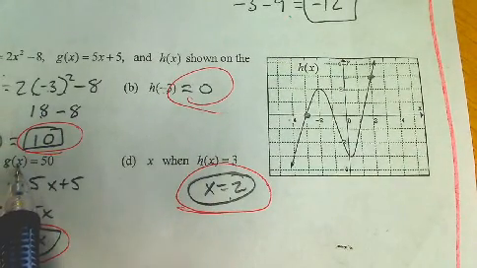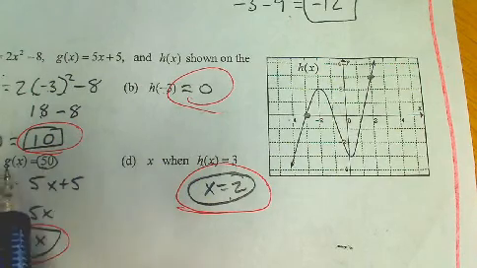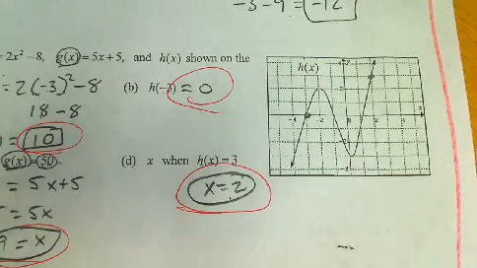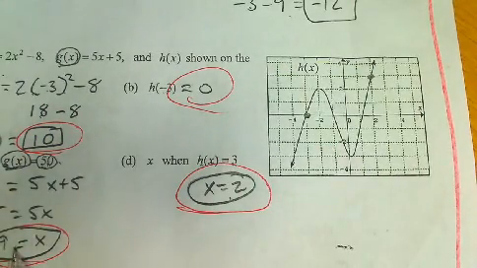G of x is 50. So you take that g of x and you replace it with a 50. And then I just solve for the x.